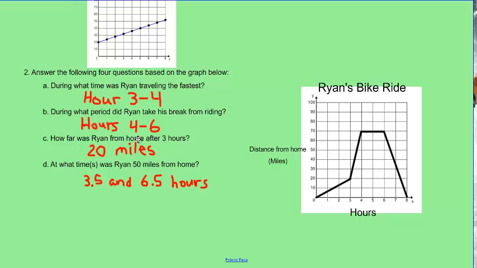How far was Ryan from home after 3 hours? We go to 3 hours on the axis, we look up to where our graph is, and we see it's at 20 miles from home, so our answer is 20 miles.